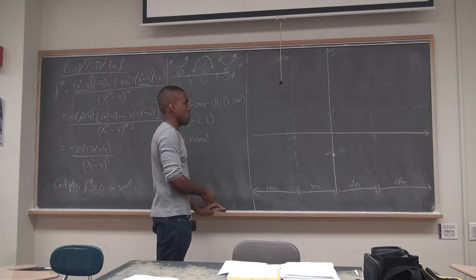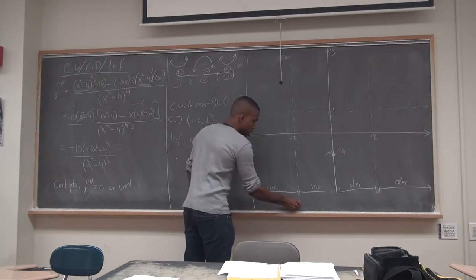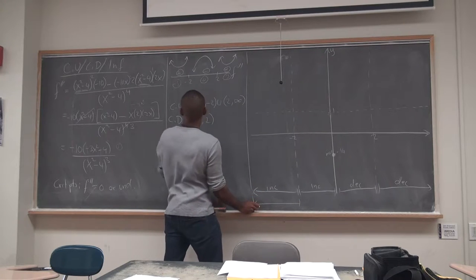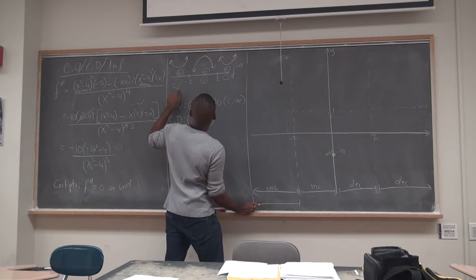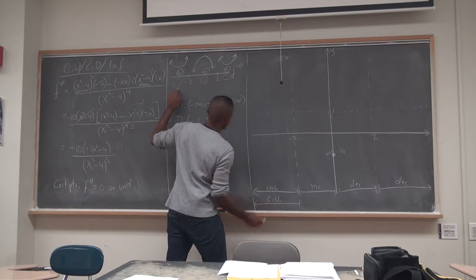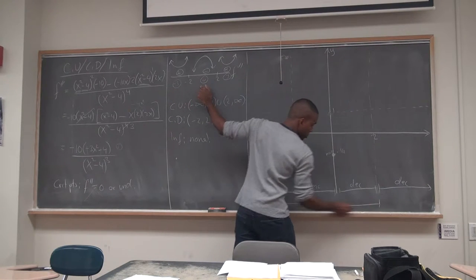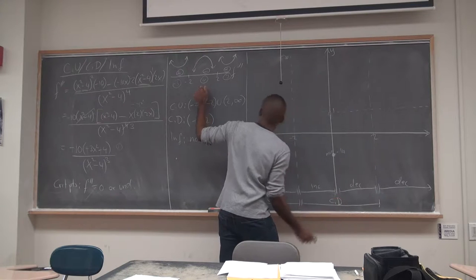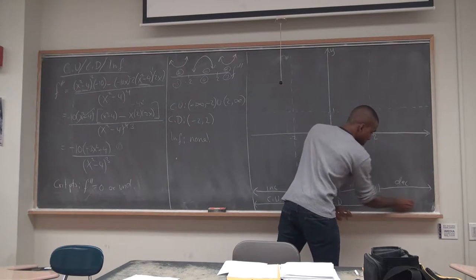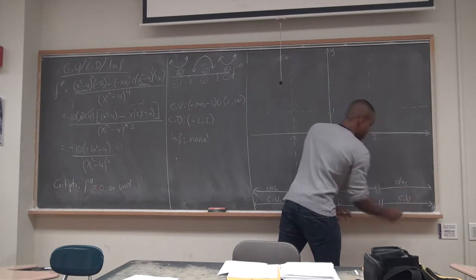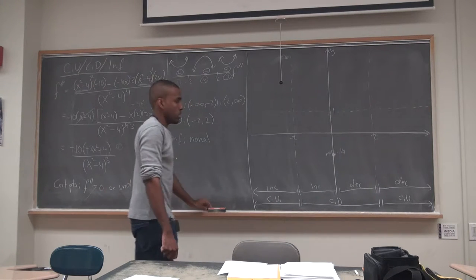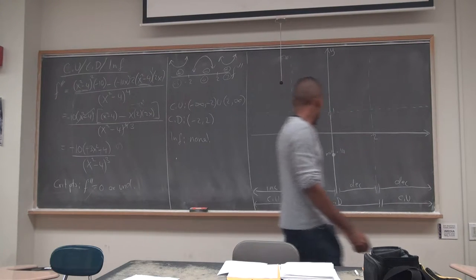Concavity. Over here, oh, this is still here. So this is concave up. All the way in between, we're concave down. And then we're concave up for the rest of the graph. Okay, so now we can start to plot.